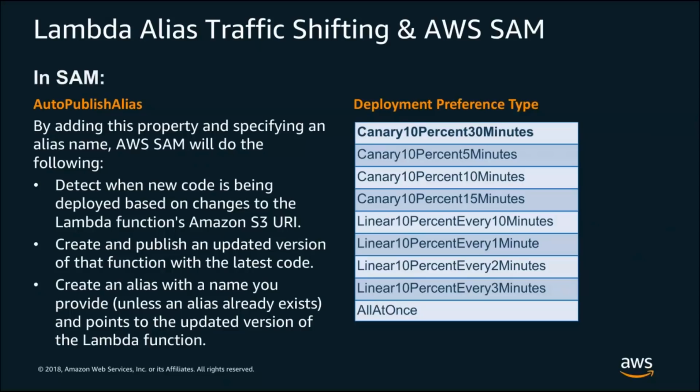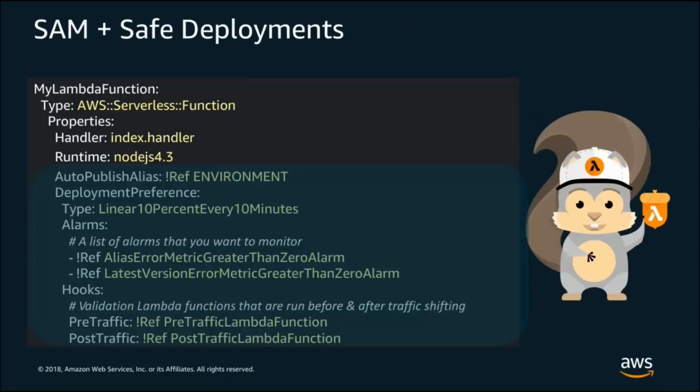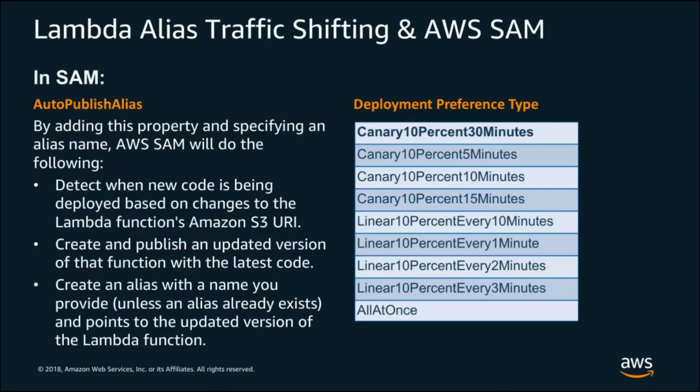One is that you need to set the auto-publish alias attribute inside your SAM template. And we see that set here previously. The auto-publish alias is set to the reference for environment. So I'm going to create an alias based on this environment type. And then the second is the deployment preference type. In this case, how quickly essentially do I want my code to be deployed out? And so we have a number of pre-configured options for you here.